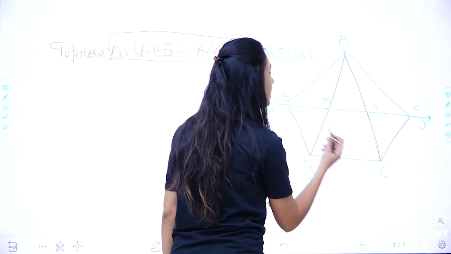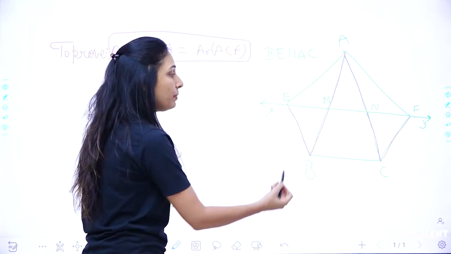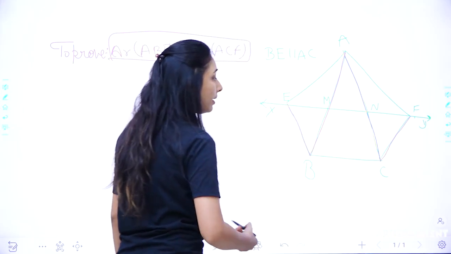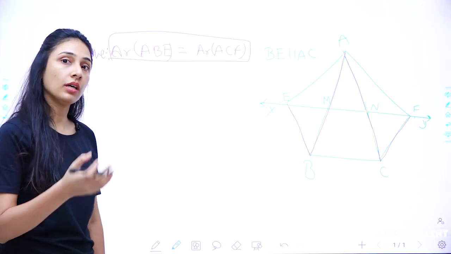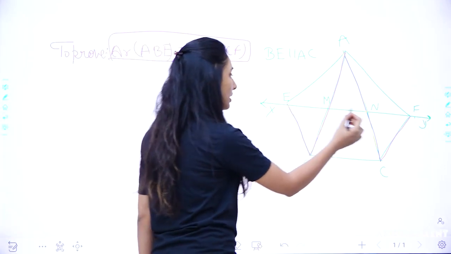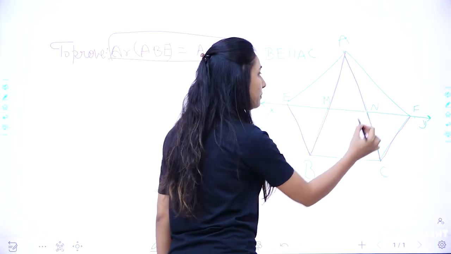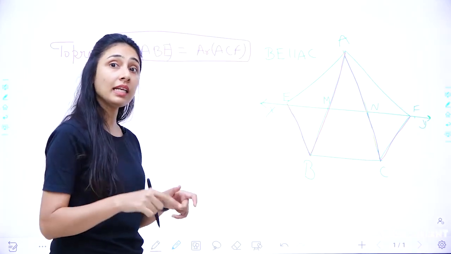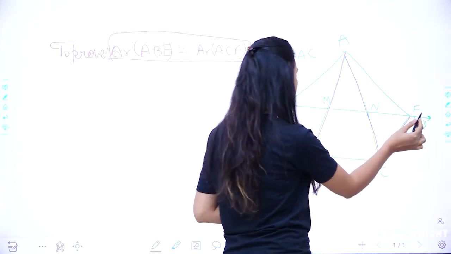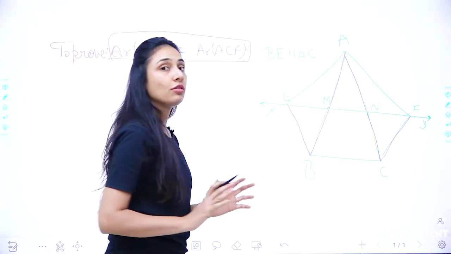Also it is given that BC is parallel to EF. If BC is parallel to EF, we can say that BC is also parallel to EN. Again, parts of parallel lines are parallel to each other. That means EN is parallel to BC and EB is parallel to NC. That means this ENCB is a parallelogram. Similarly, we are going to prove that MFCB is also a parallelogram.